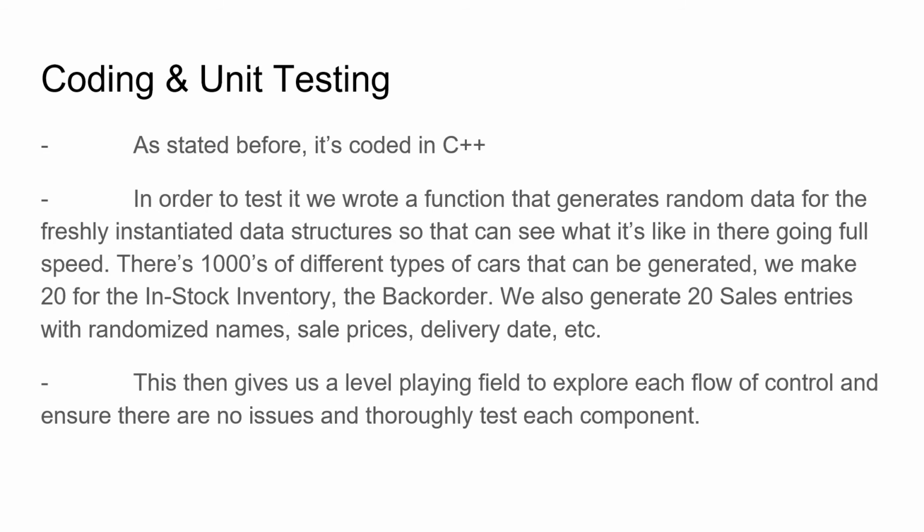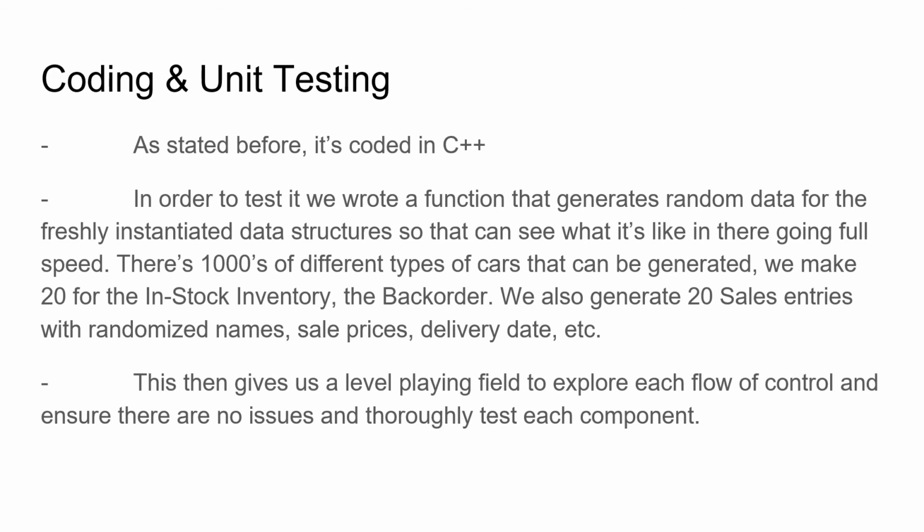So for coding unit testing, like I said before, it was coded in C++. In order to really test it, we decided that we wanted to make a function that would randomly generate car objects and sales entries. So we have these giant two-dimensional vector structures that have a bunch of different car models, colors, different options for all these various parameters. So there's thousands of combinations with all that in sales entries.